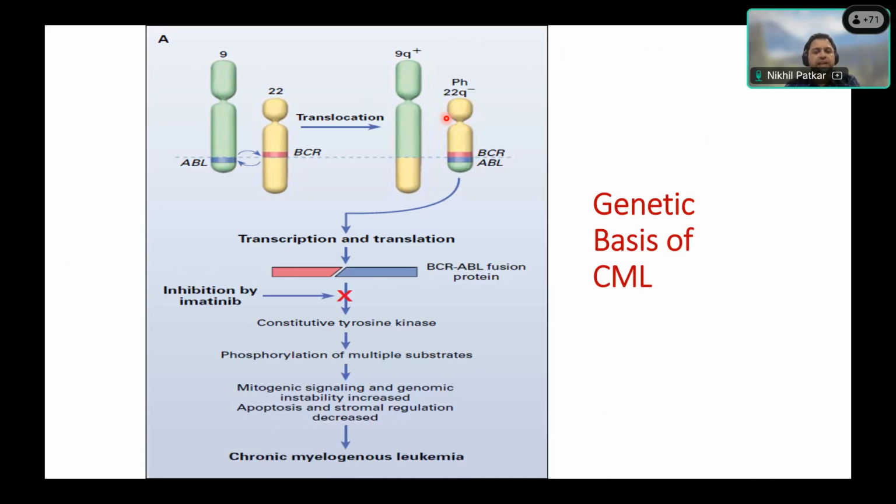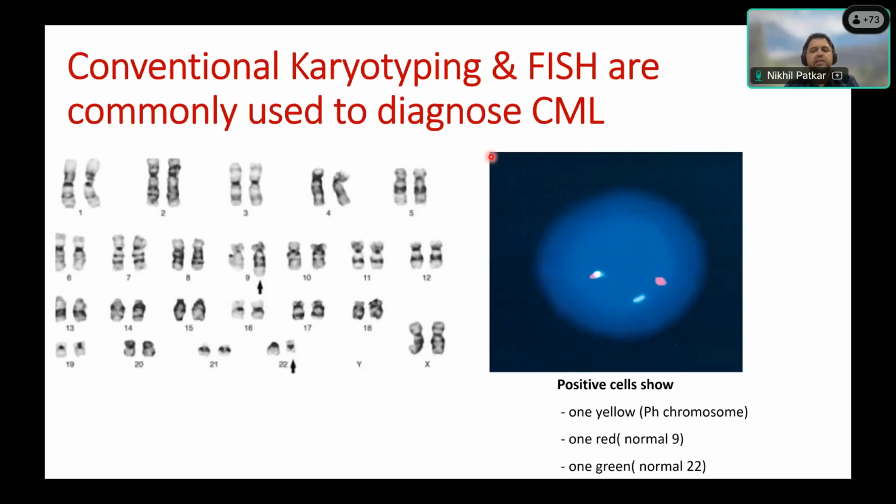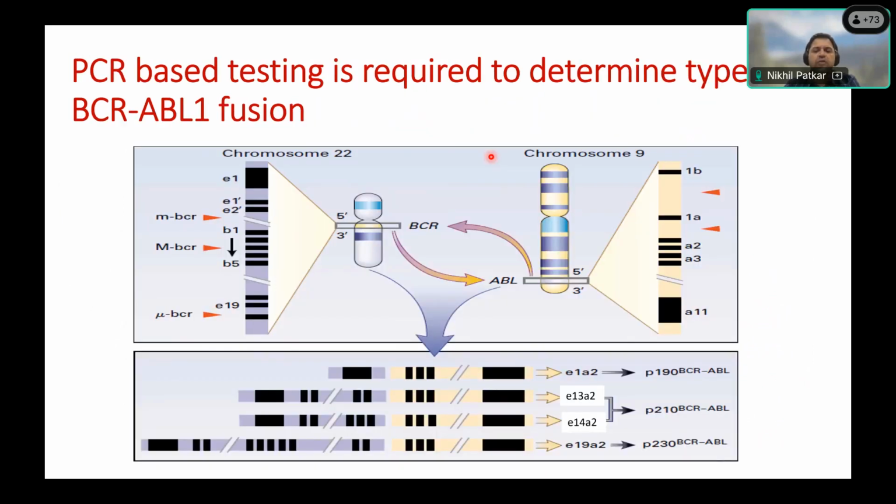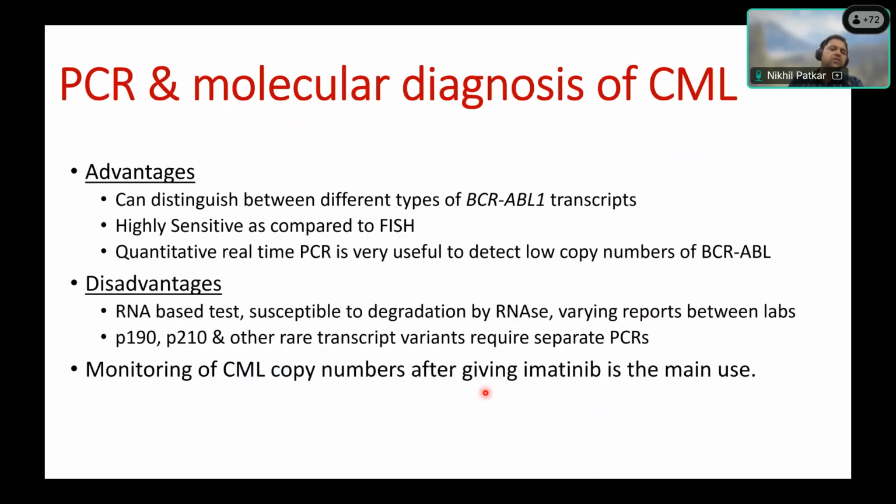So as we know, the genetic basis of CML is a translocation between chromosomes 9 and 22, which results in a derivative chromosome with the BCR-ABL fusion protein. This is typically diagnosed by techniques such as conventional karyotyping and FISH, and can also be diagnosed by techniques such as real-time PCR. The advantage of real-time PCR or PCR-based techniques is that this is a highly sensitive technique as compared to FISH and conventional karyotyping, and can distinguish between different types of BCR-ABL transcripts.